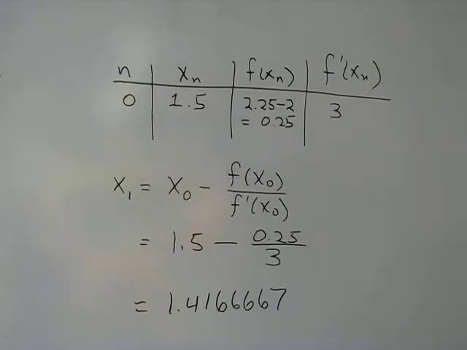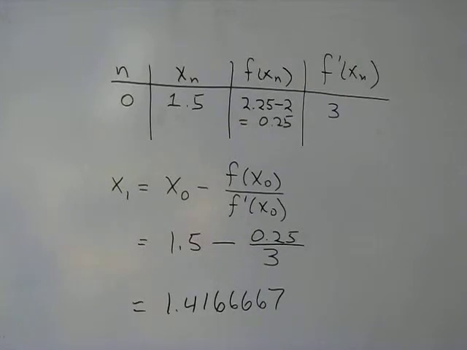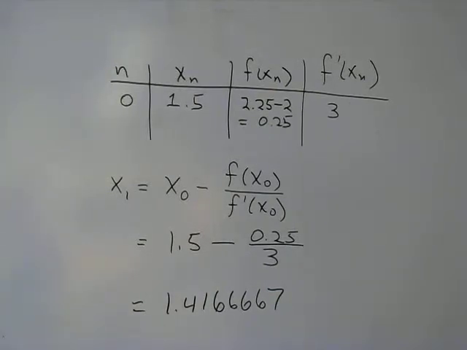Basically the formula for the intercept is going to be x1 is x0 minus f of x0 divided by f prime of x0. So we can make up a little table of values here. The first column is n, the second column is x of n, so 1.5 is x0. The third column is f of x of n, so that's 1.5 squared minus 2, which is 0.25. And finally the fourth column is f prime of x0, which is 2 times x0, which is 3.